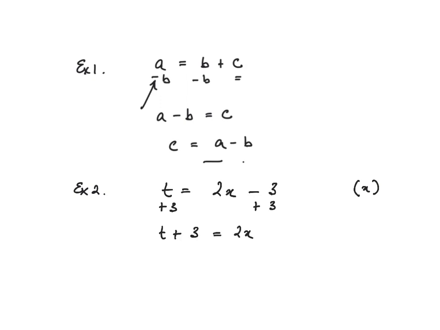And the next thing I'm going to do is to get the x on its own. So we've got to get rid of the multiplying 2. And the easiest way to get rid of a multiplying 2 is to divide by 2. So t plus 3 over 2 equals x. And if we turn it around, we get x equals t plus 3 over 2.